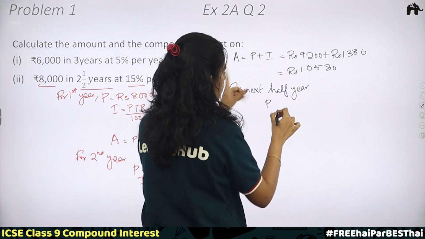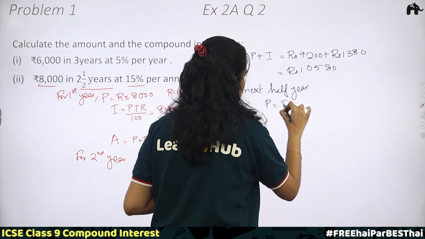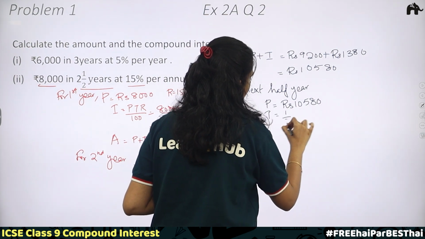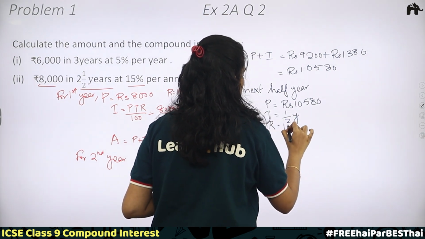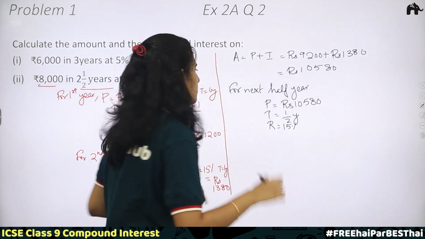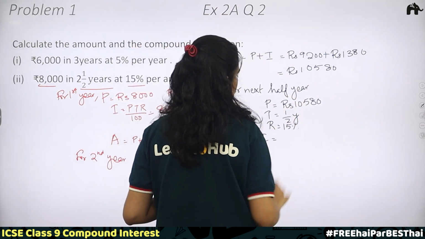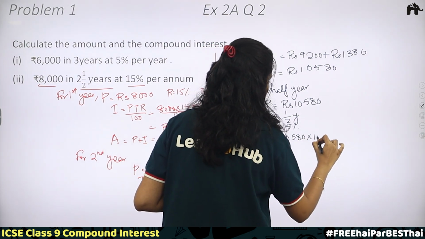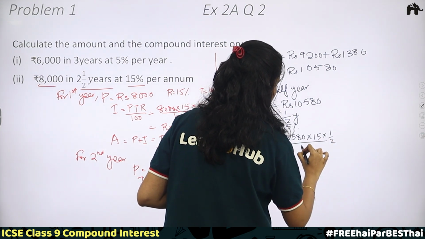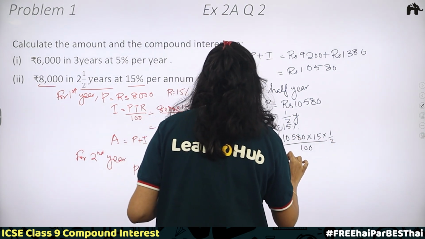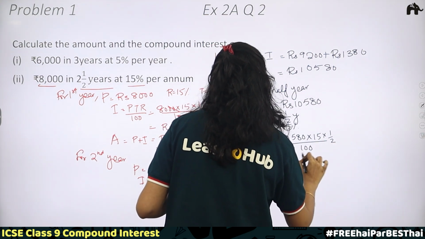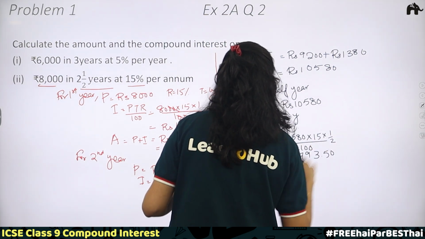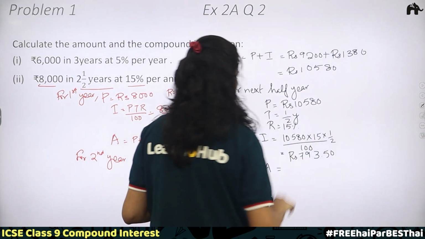principal will be the amount at the end of second year. Principal P is equal to rupees 10,580. Time will be half year. Rate of interest is same, which is 15%. Okay. Then the interest will be equal to PTR by 100. 10,580 into 15 into half divided by 100. So when you calculate, you will be getting the interest to be equal to rupees 793.50.